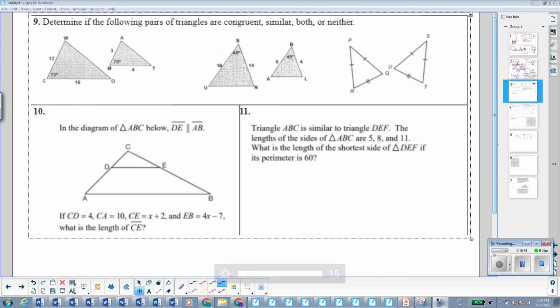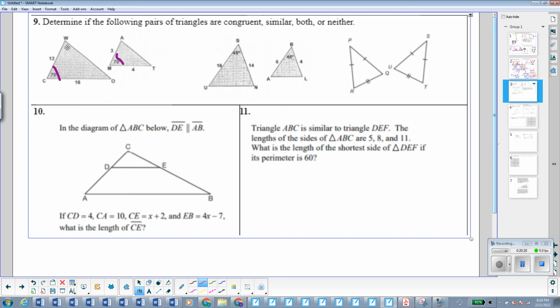Number 9 says determine if the following pairs of triangles are congruent, similar, both, or neither. So let's do it. For the first pair of triangles, I do see the congruent 70-degree angle for both. Let me just mark that in my diagram. So I'm thinking maybe SAS. Let me just check if the corresponding sides from the surrounding sides of the angle are proportional.